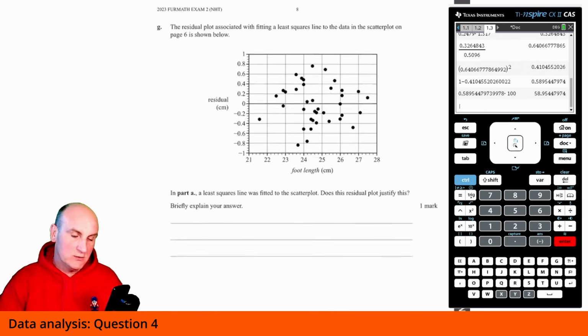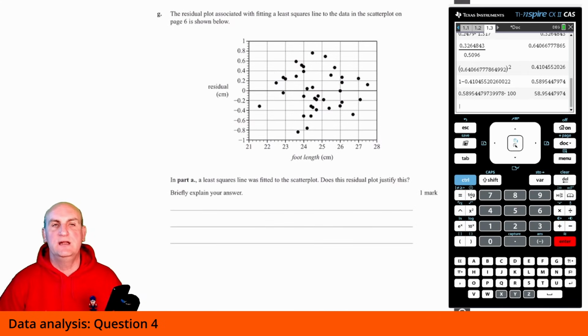Right, next question. God, this is a long question. The residual plot associated with fitting a least squares line to the data in the scatter plot on page 6 is shown below. In part A a least squares line was fitted to the scatter plot. Does this residual plot justify this? Well, basically we can only fit a least squares line if we think the data is linear. Otherwise it has really no point at all. Looking at that residual plot, does it have a pattern? Nah, doesn't look like it has a pattern to me. It is completely random.